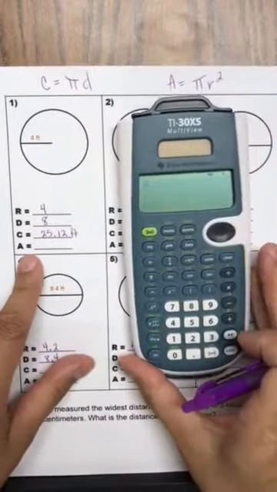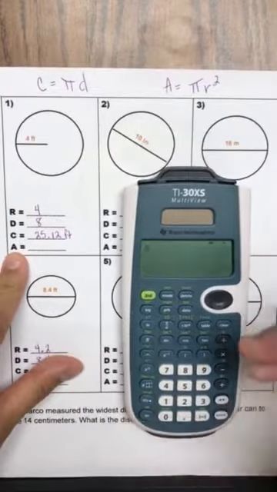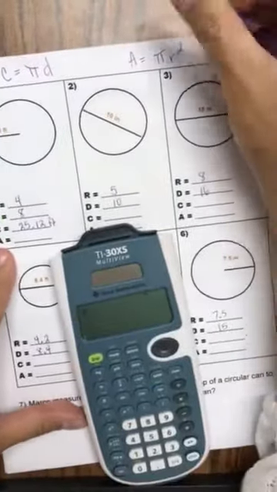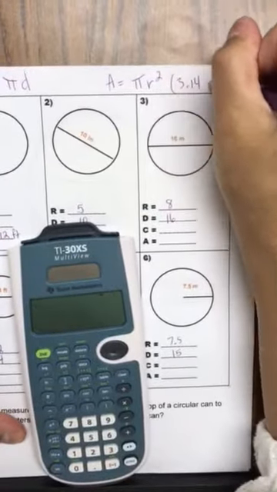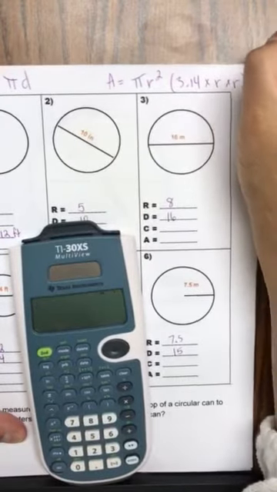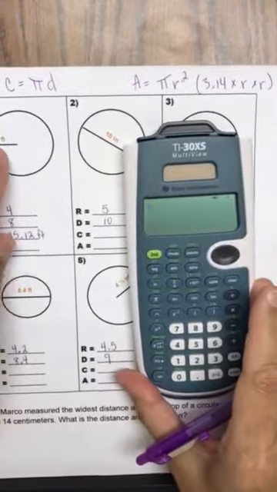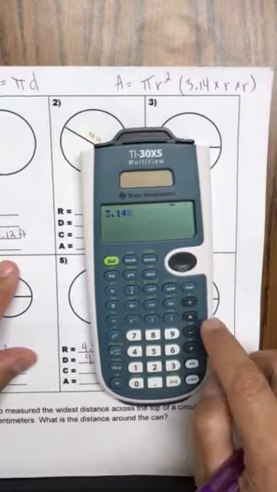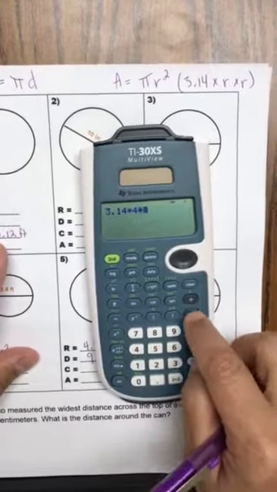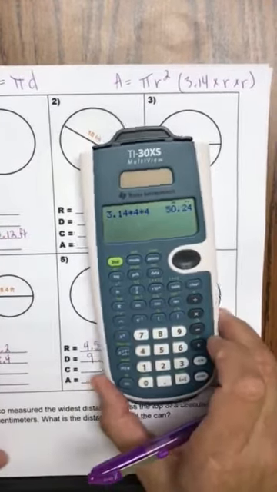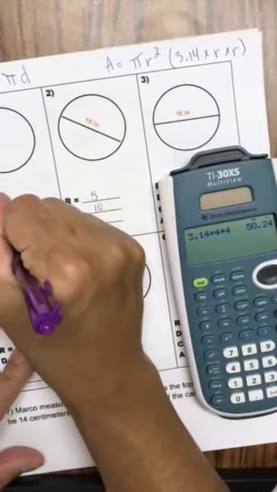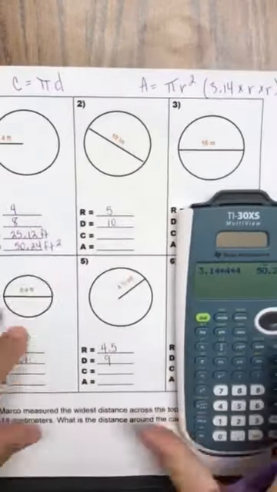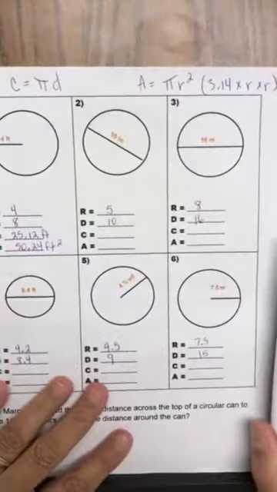Now for the same problem, I need to find area. To find area, I take pi r squared. Pi r squared means 3.14 times my radius again. And I'm going to put that in. My radius here is 4. So I'm going to take 3.14 times my radius, which is 4, times 4 again, and I got 50.24. And this time it's feet squared, because area is going to be in square feet.